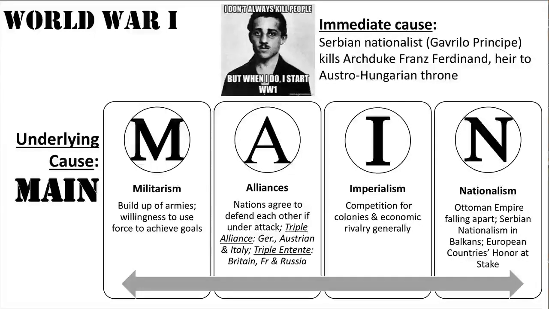So what do they do? Like terrorists today, they say, all right, to make a political point, I'm going to kill somebody. What this guy and the rest of his organization do is plot to kill the Archduke Franz Ferdinand. He is the nephew of the leader of the Austrian-Hungarian Empire; the emperor is his uncle. He is in the area of Bosnia-Herzegovina, and while he's there, Gavrilo Princip shoots him and kills his wife.